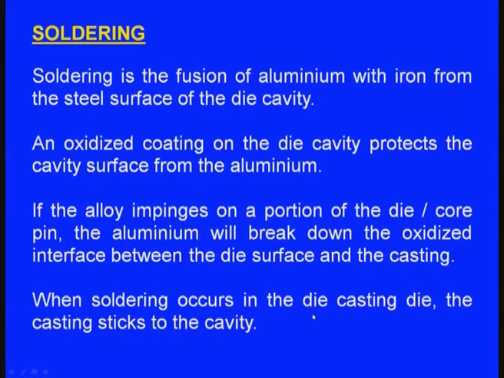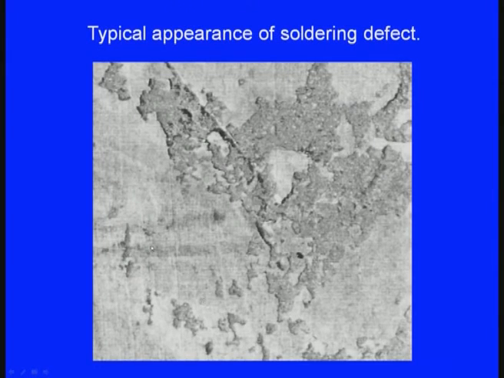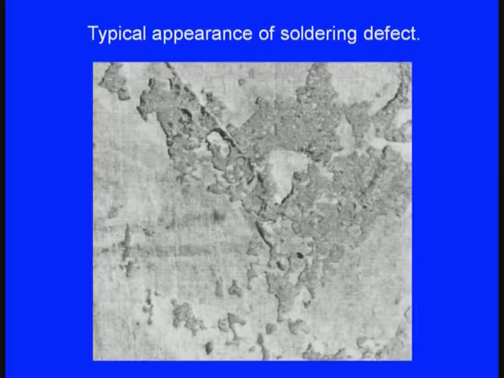Consequently, the molten aluminum alloy will be sticking to the die. So, this is the typical appearance of a soldering defect, you see here. The background is the die, and the molten aluminum is sticking to the die surface. Die is damaged and the casting is also damaged.